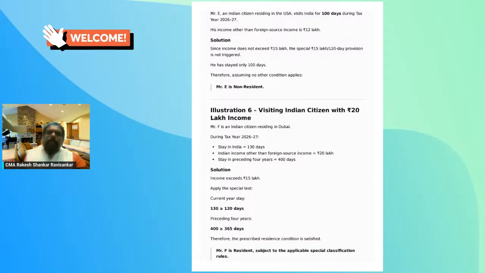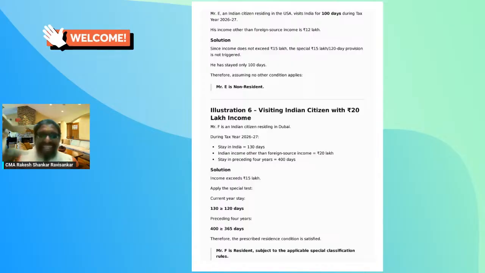Illustration 6. Visiting Indian citizen with 20 lakhs income. Mr. F is an Indian citizen who is residing in Dubai. During the tax year 26-27, he has stayed in India for 130 days. His Indian income other than the foreign source income is 20 lakh. Stay in the 4 preceding years is 400 days.